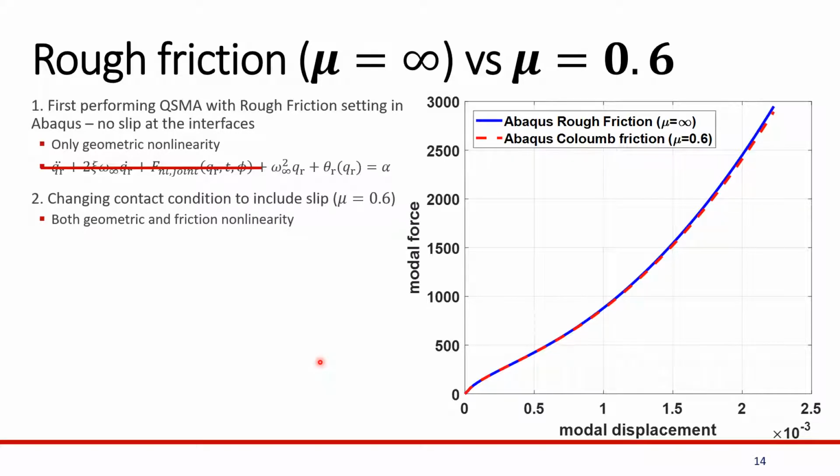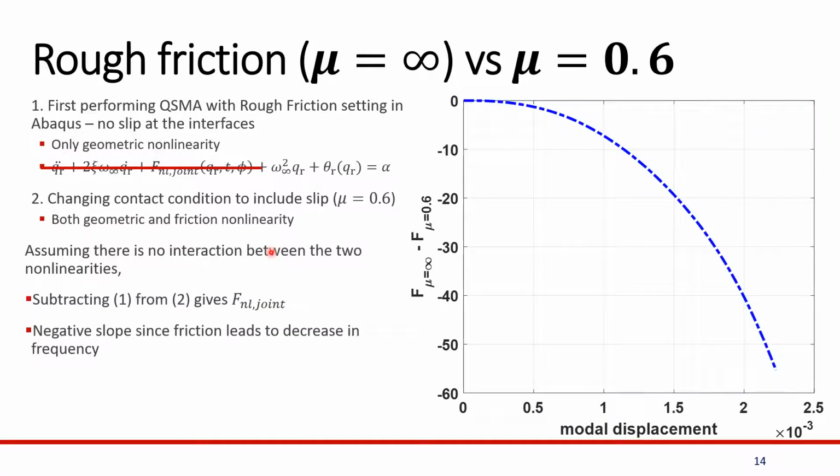Then we change the contact condition to include slip, so mu is equal to 0.6. Now we have both geometric and friction nonlinearity. And if we were to subtract the two curves, assuming there is no interaction between the two nonlinearities, we would get the nonlinear force just due to friction. Now the negative slope of this resulting curve is due to the decrease in frequency that is caused by friction.